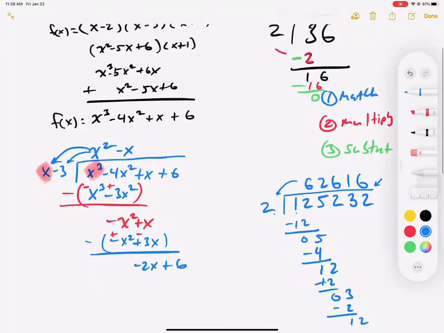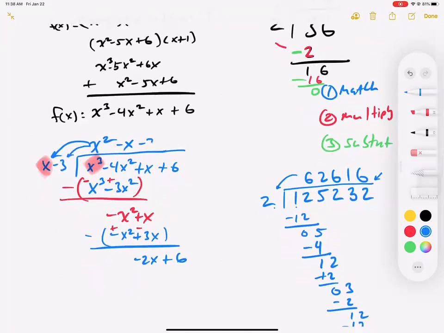Let's continue this. We match. We multiply. And then we subtract. Take a look at the signs. They're all going to cancel out. Negative 2x and positive 2x, and 6 and negative 6. 0. Zero remainder.